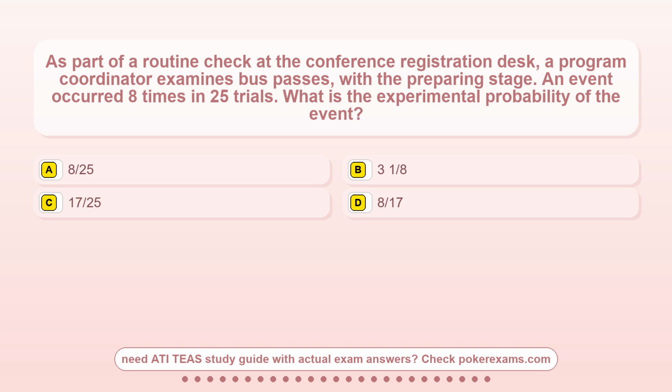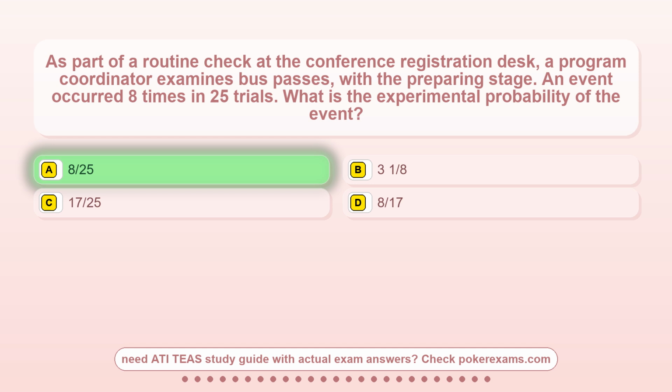Question 11. As part of a routine check at the conference registration desk, a program coordinator examines bus passes, with the preparing stage. An event occurred 8 times in 25 trials. What is the experimental probability of the event? Option A, 8/25. Option B, 3 1/8. Option C, 17/25. Option D, 8/17.